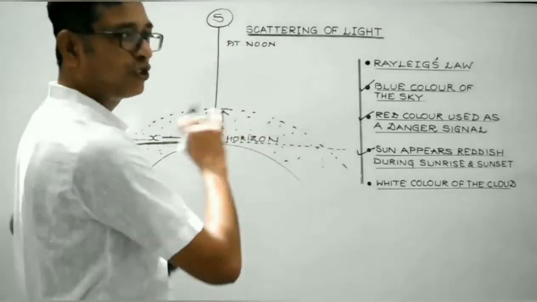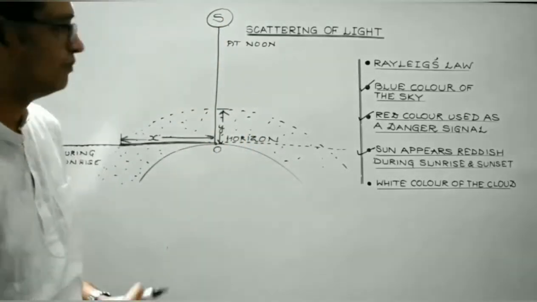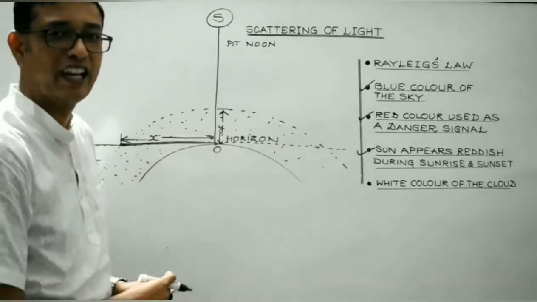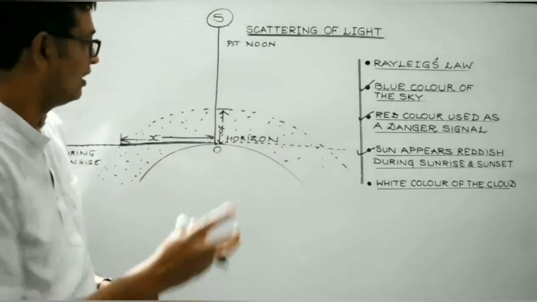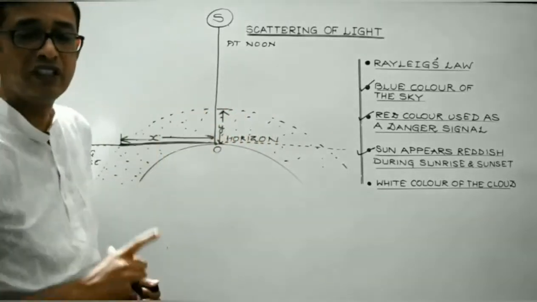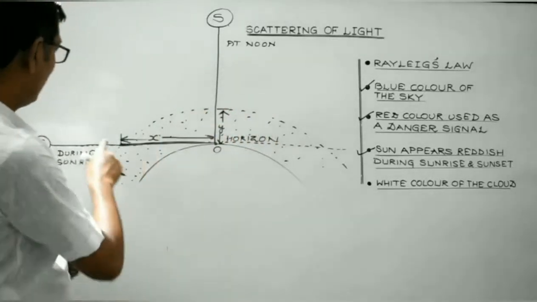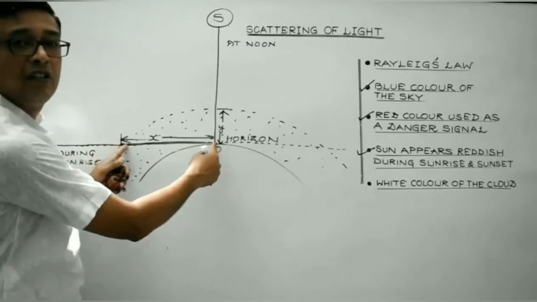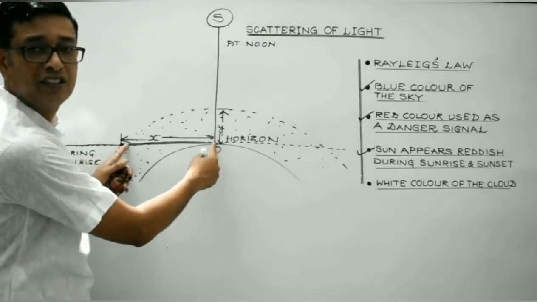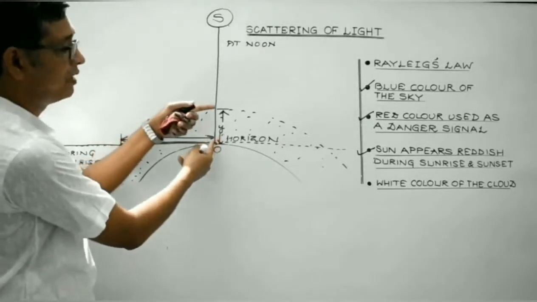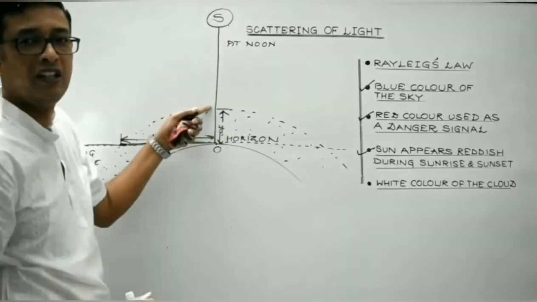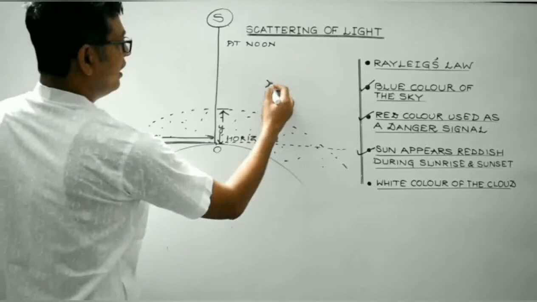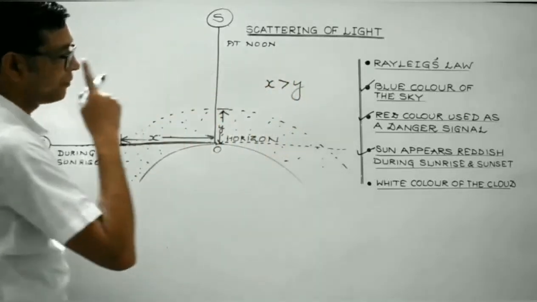I think you have understood the diagram, right? It doesn't need any explanation. The diagram is self-explanatory in the sense that during sunrise or sunset, when the sun is near the horizon, the light from the sun has to cover a larger distance through the Earth's atmosphere as compared to when the sun is at the overhead position during noon. So it's pretty clear, x is greater than y.